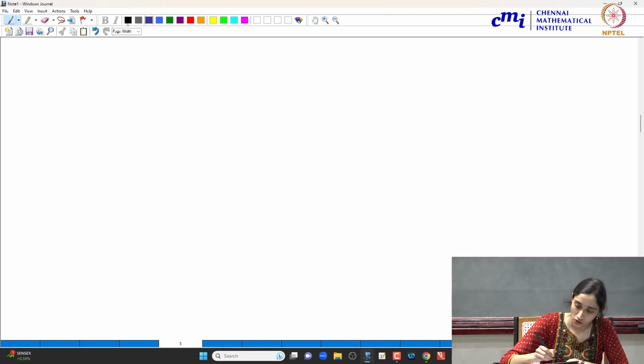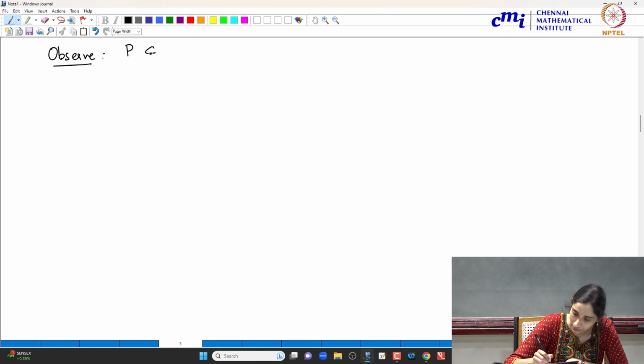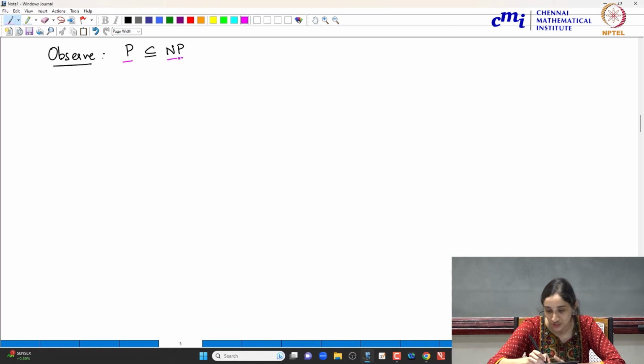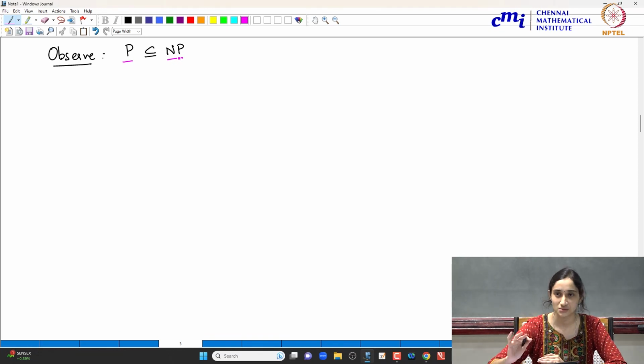So, it's not very difficult to observe, but I'll write it anyway. That every decision problem in P is also in NP. So, if you can efficiently solve the problem, you can also efficiently verify. Does this make reasonable sense?